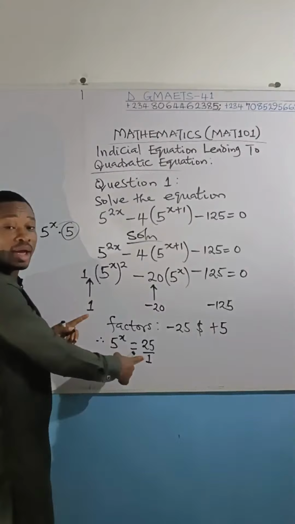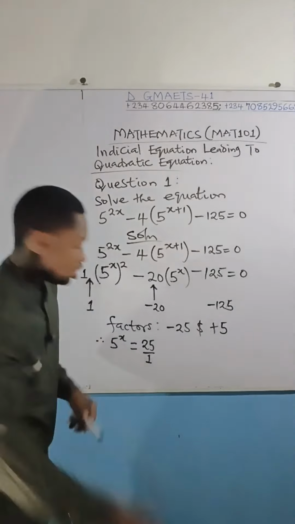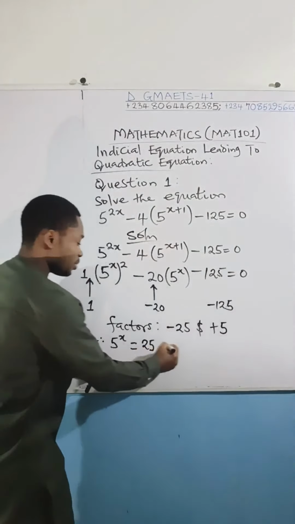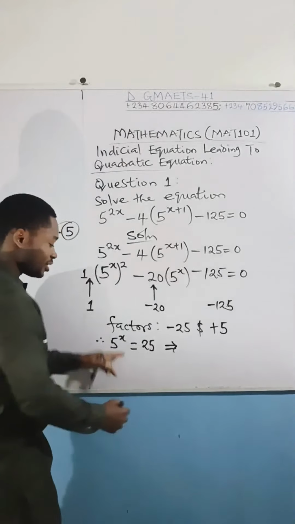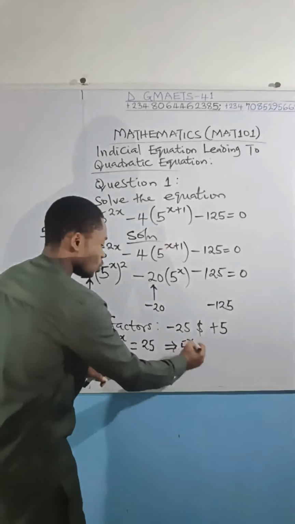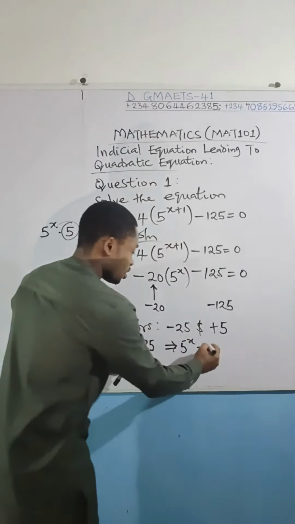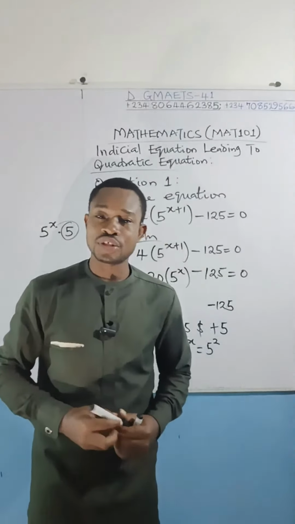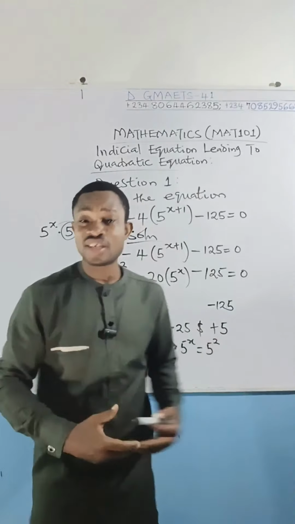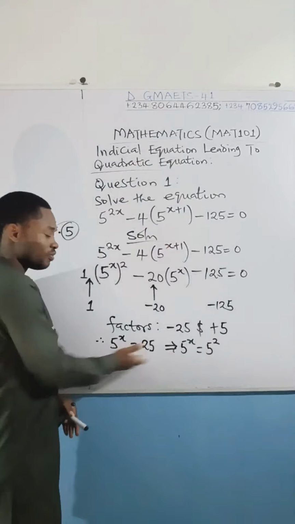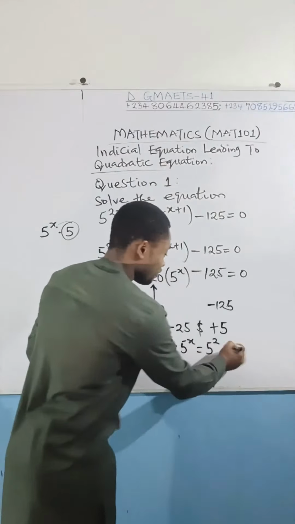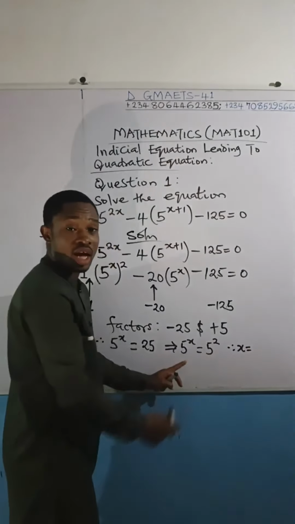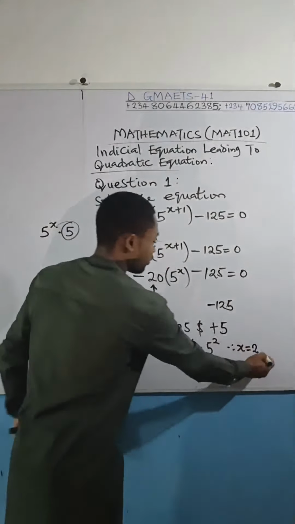Any 10 divided by 1 will give you that 10. So this is equal to 25 directly. From here, it implies that 5 raised to power x will be equal to 25, which is 5 raised to power 2. You now solve it simply as a linear equation. You solve it as an indicial equation that leads to a linear equation. Very simple. We've done this in our previous class. From here, therefore, you find one of the values of x by equating their powers since the bases are what? The same.